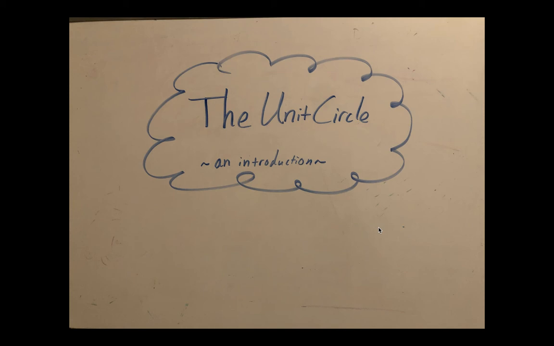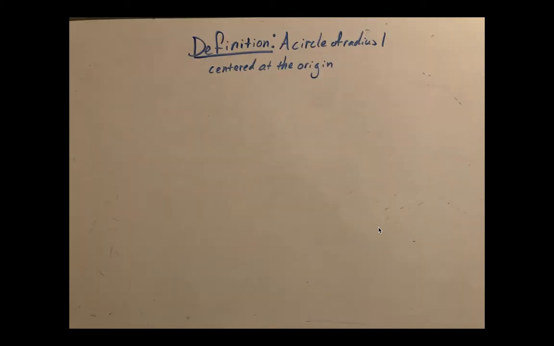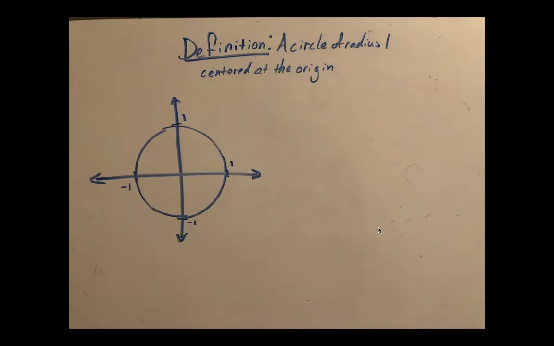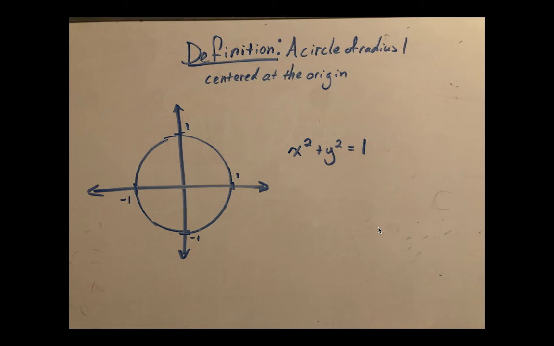So we're going to do a quick introduction to the unit circle, which is a useful tool when you're doing trigonometry. The unit circle is a circle of radius 1 centered at the origin. So that looks like this, and it can be described by the equation x squared plus y squared equals 1, because 1 is the radius, and the center is the origin, which is 0, 0.